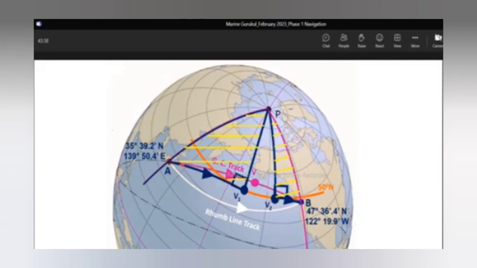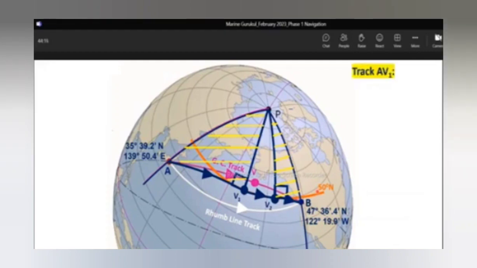Vessel moves along this arc of great circle, so this becomes a GC track. Vessel also moves from V2 to B, that becomes a GC track. And from V1 to V2, the vessel moves along this parallel of latitude so that it does not get crossed, and that becomes a parallel sailing track. So the vessel's total track from A to B shall have three segments: A to V1 great circle, V1 to V2 parallel sailing, and V2 to B great circle.